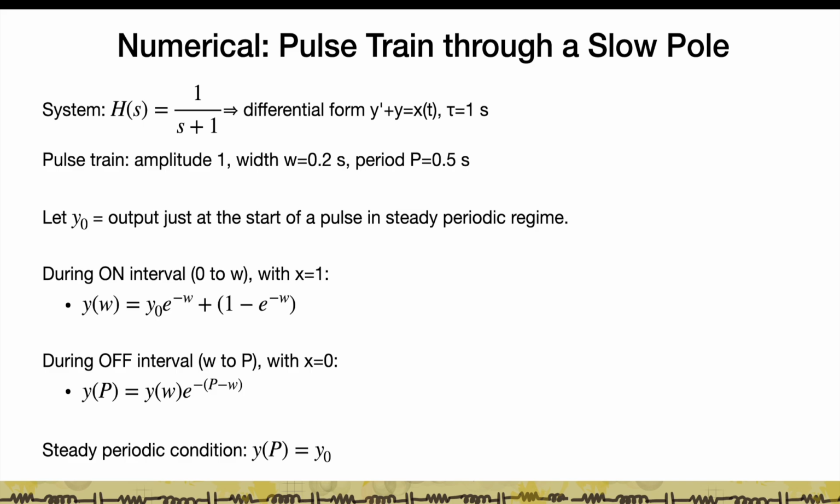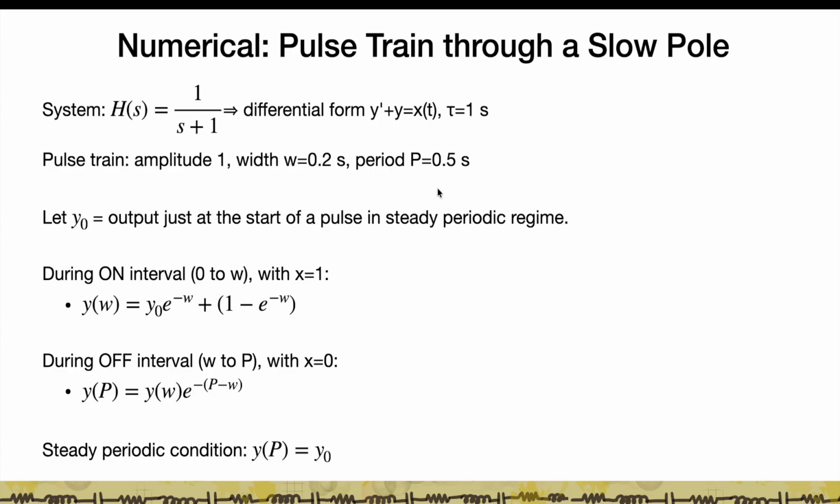Now let's look at the accumulation example. Let's take H of s as 1 by s plus 1, so tau is 1 second. And let's apply a pulse train of magnitude 1, width of 0.2 seconds, and a period of 0.5 seconds. So now because tau is large compared to P, the system cannot decay fully. The result is a raised baseline.